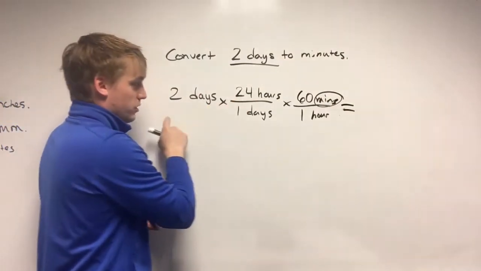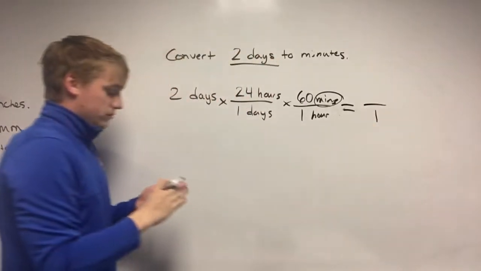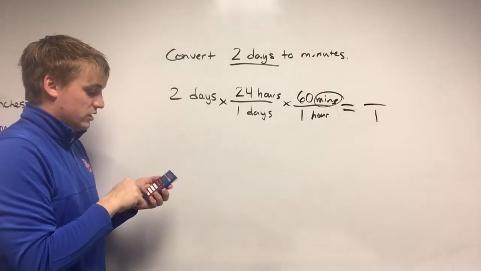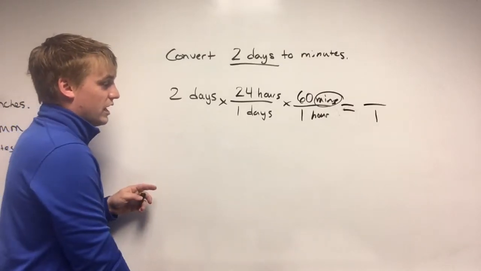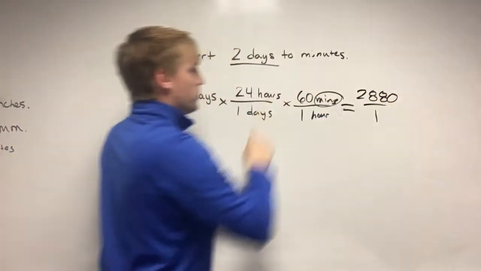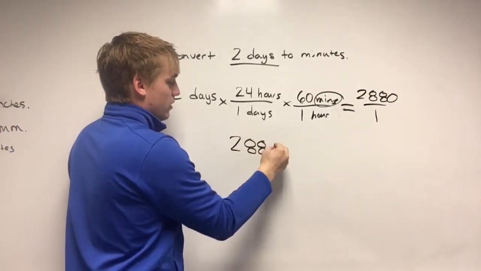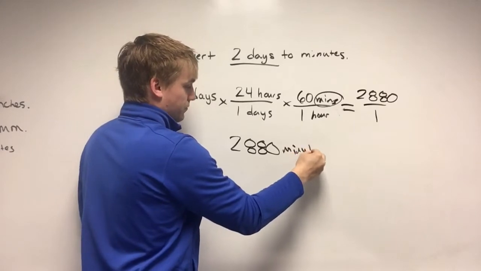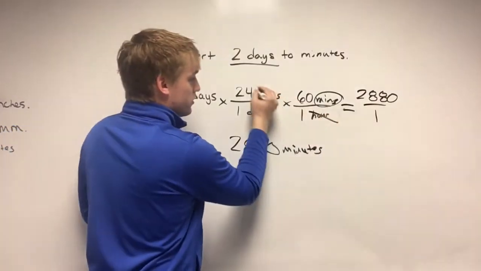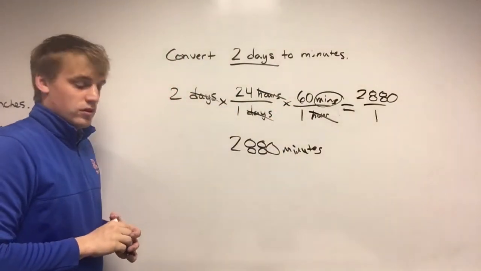The bottom would be 1 times 1, so I'm going to get 1. The numerator is 2 times 24 times 60, which is 2,880. So how many minutes are in 2 days? There's 2,880 minutes. I know I set this up correctly because hours cross cancel and days cross cancel. Okay?